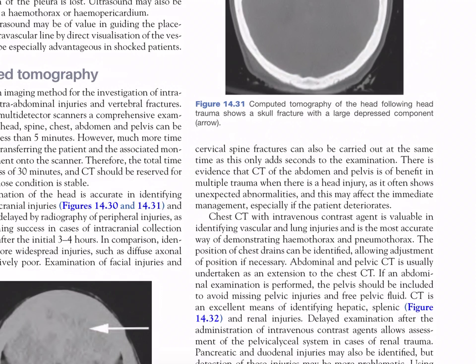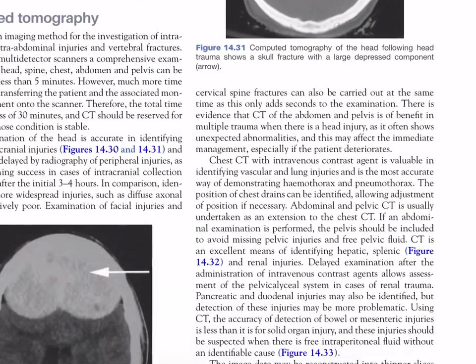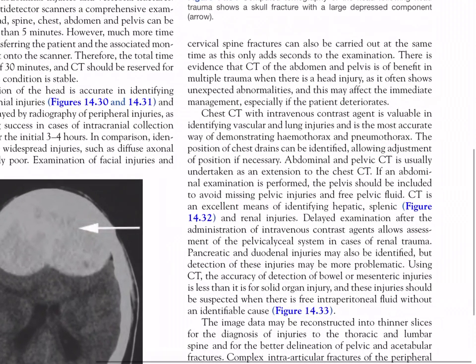There is evidence that CT of the abdomen and pelvis is of benefit in multiple trauma when there is a head injury, as it often shows unexpected abnormalities, and this may affect the immediate management, especially if the patient deteriorates. Chest CT with intravenous contrast agent is valuable in identifying vascular and lung injuries and is the most accurate way of demonstrating hemothorax and pneumothorax. The position of chest drains can be identified, allowing adjustment of position if necessary.